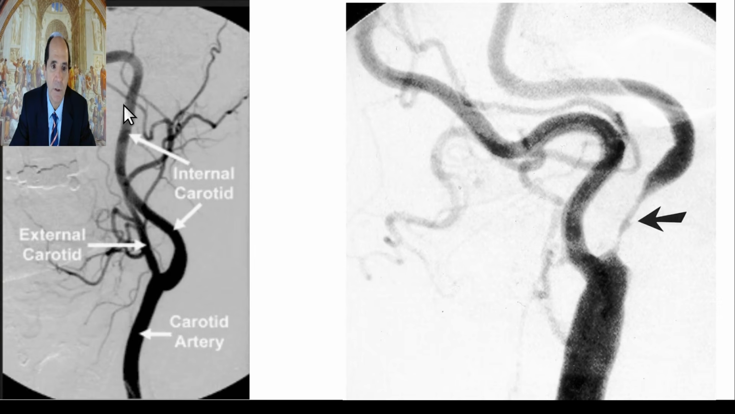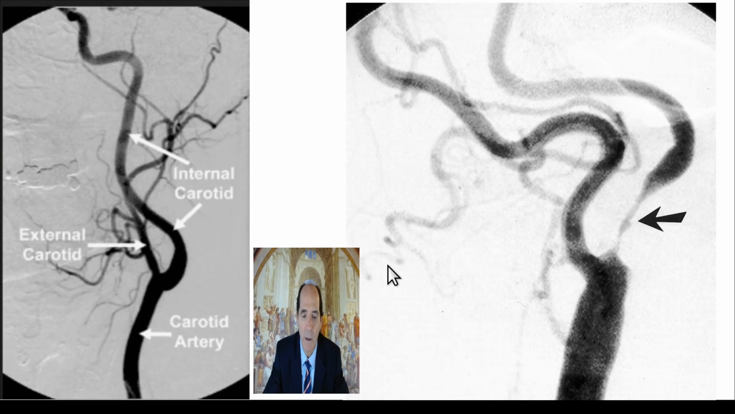Here's a catheter arteriogram showing the carotid artery. So here is the common carotid artery. Here is the internal carotid artery. It's normally a little bulbous. That's called the carotid bulb. That's normal at the origin of the internal carotid. External carotid just comes up here. You know it's external because you can see all the branches. And this is a normal internal carotid artery. Normal appearance with the bulb.